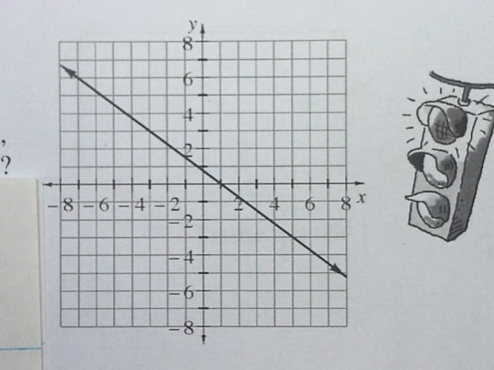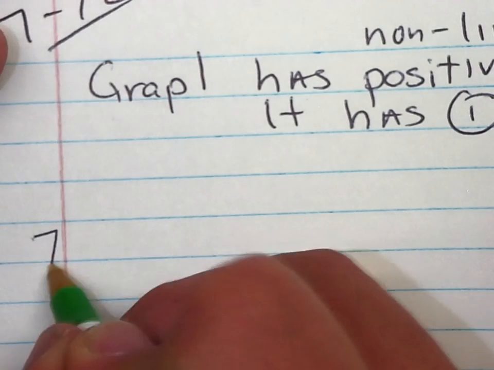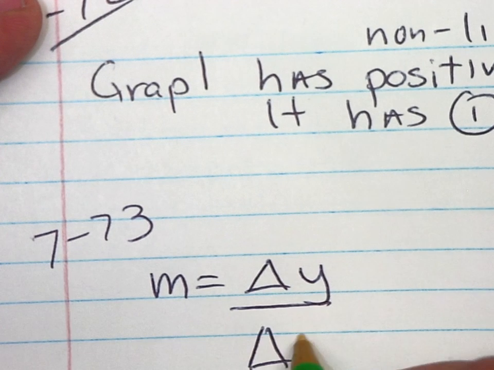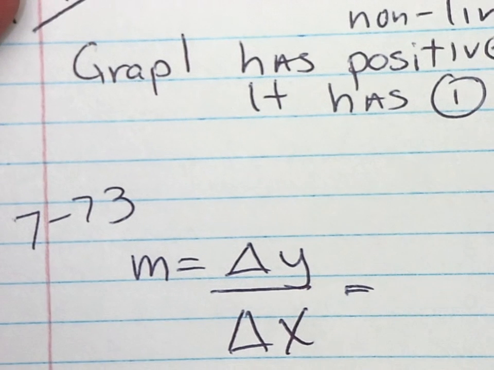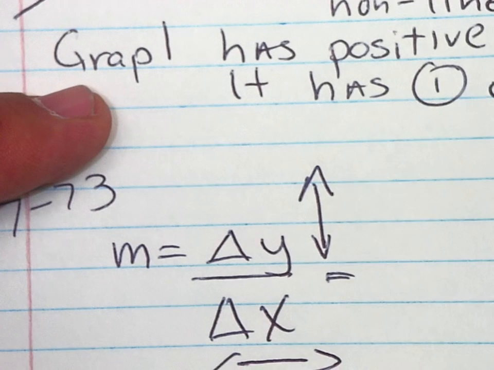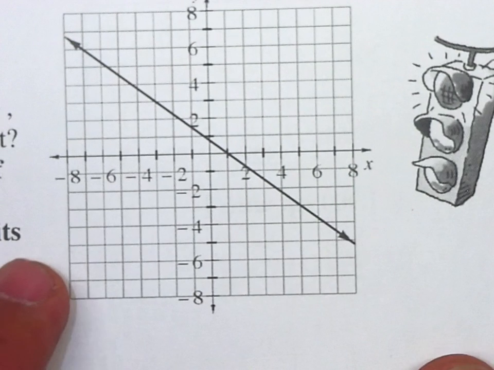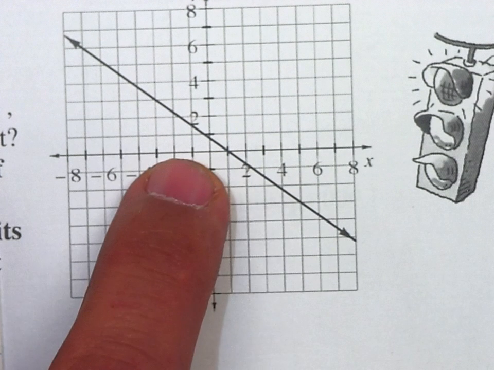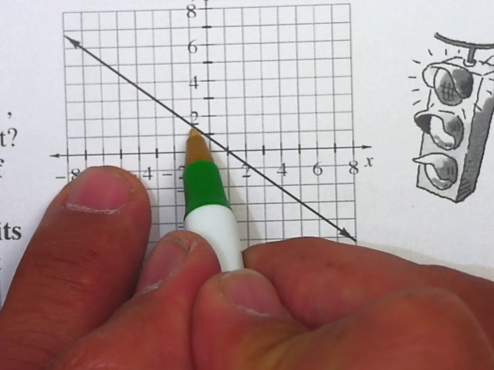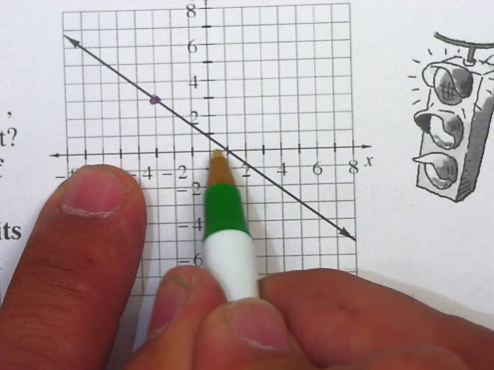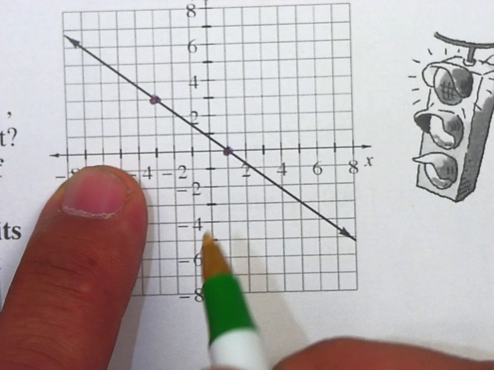So let's check it out. What do you got to do? You want the slope, right? So for 7-73 we write the slope. M is the change in y over the change in x, right? So remember, the change in y goes up or down, and the x goes right or left. So let's go ahead and check it out. Let's pick a point. Where do you want to pick a point? Right there. What's another point? Right there. Yeah, that's cool.